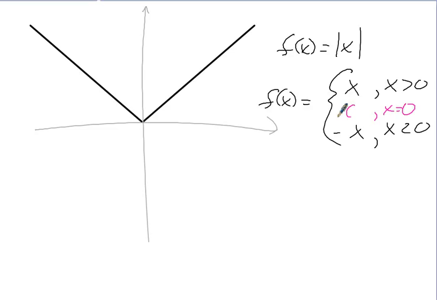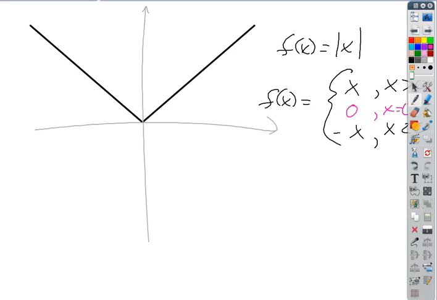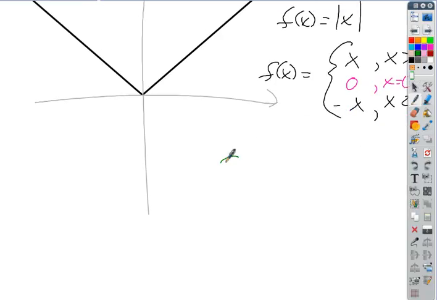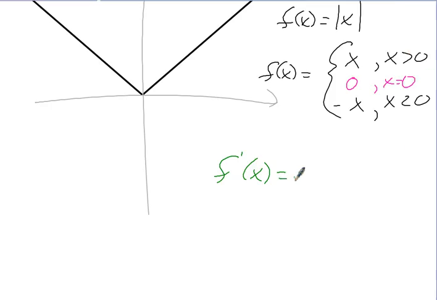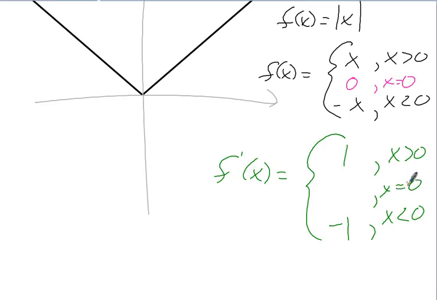So if I differentiate this, what happens? f prime of x equals, what's the derivative of this part of the function? 1. So when x is positive, the derivative is 1. When x is negative, negative 1. What about in the middle? Is it 0? No, incorrect.